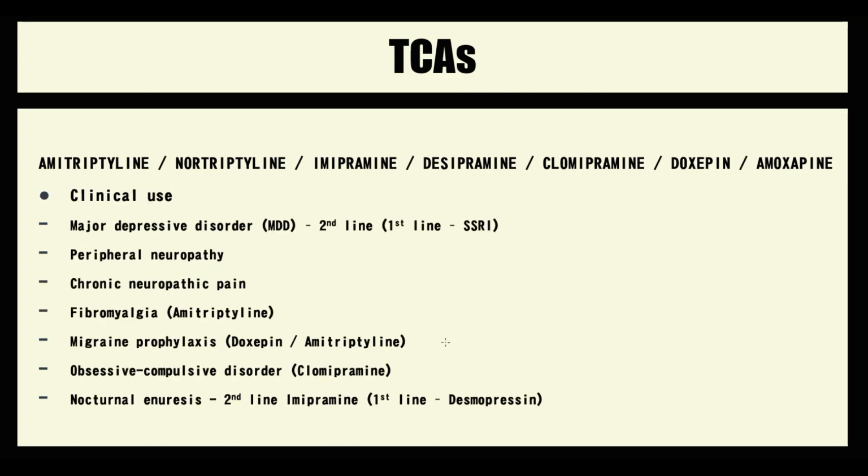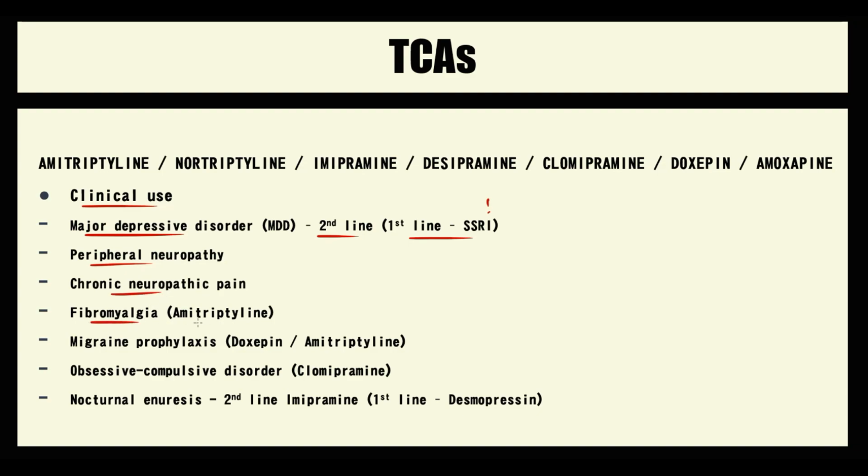Because of a huge amount of side effects, nowadays tricyclic antidepressants are usually never used as first-line drugs. Typically, they are second-line drugs. We use them in major depressive disorder as a second-line option because we have selective serotonin reuptake inhibitors as the drug of choice. Also, we use them for peripheral neuropathy, for chronic neuropathic pain.